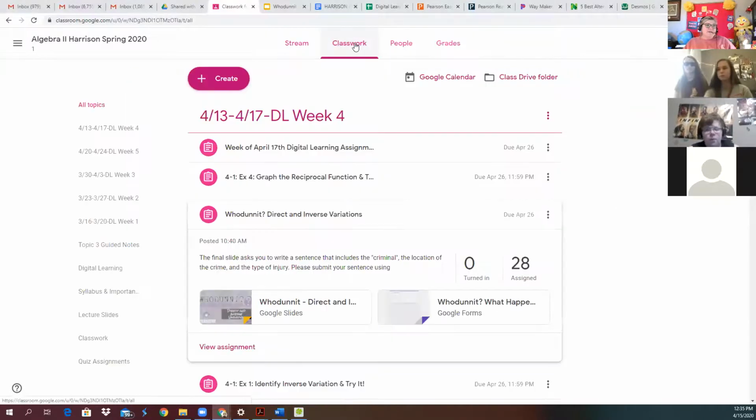But I did want to show you, yeah, you can see the stream can get very overwhelming. So one of the things that I've done is look at the classwork tab, because in the classwork tab, I can organize things. And so all you need to be focused with this week is going to be this 413 through 417 digital learning. All right, that's what the DL week 4 is for. So that's all you need to focus on this week.